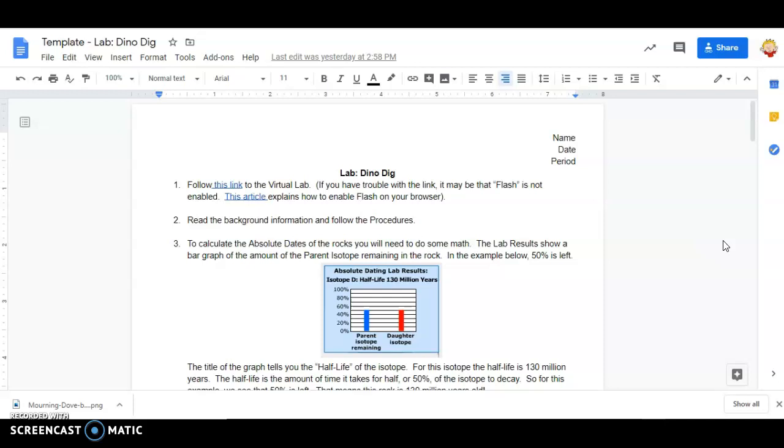Welcome to your lab. That's right, today we're doing a virtual lab called Dino Dig. And the idea is for you to practice being a paleontologist. A paleontologist is a scientist who studies extinct animals. So think of Jurassic Park, those scientists, right? They dig up fossils and study fossils, and that's what a paleontologist does.